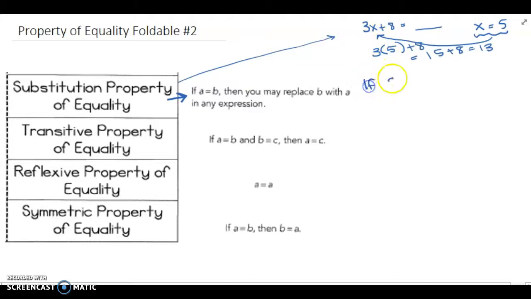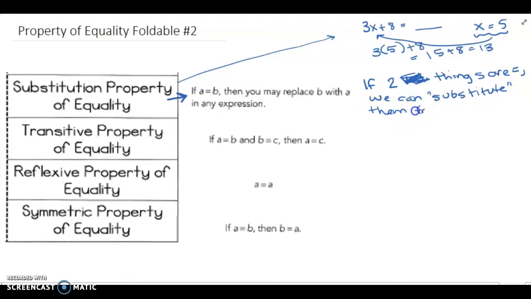Okay, so if two things are equal, we can substitute them for each other and the equation will remain equal.